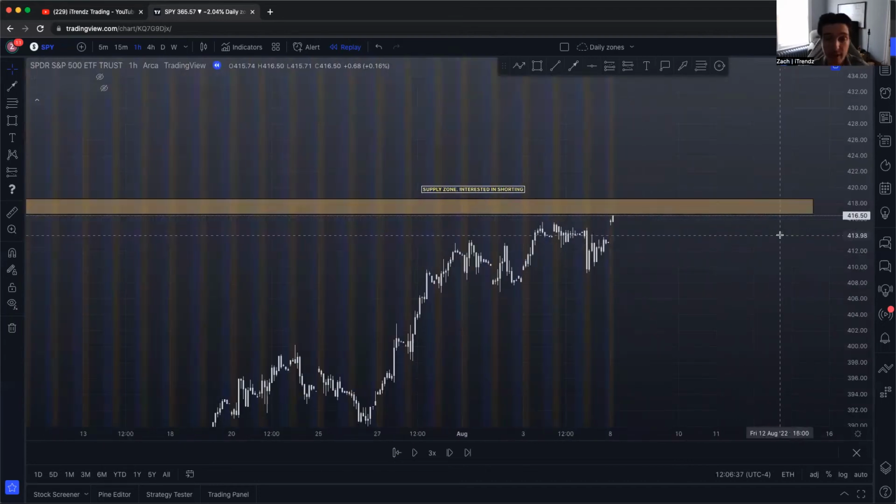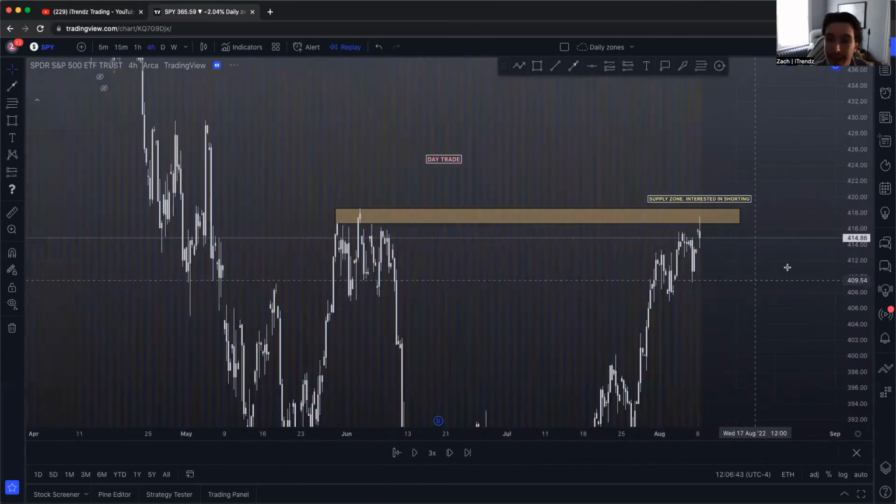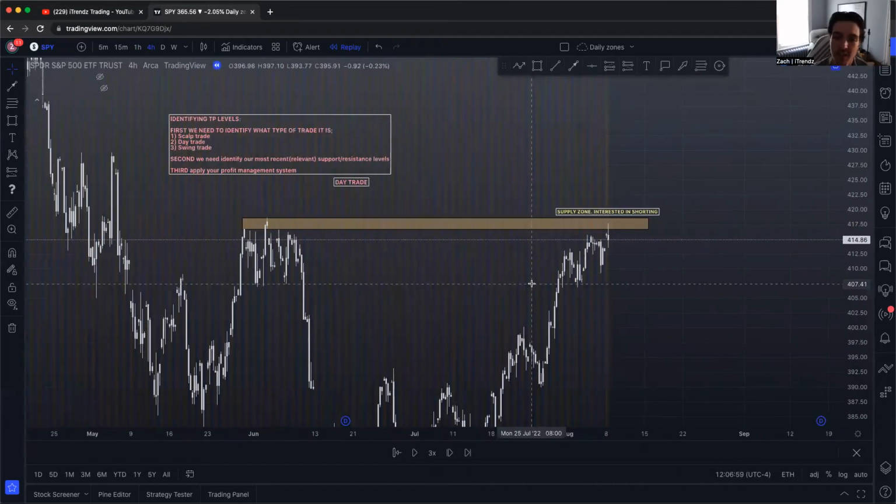If you can't identify any take profit levels on the hourly, maybe try zooming out just a little bit to see if you can see some take profit. And again, what are we looking for? We're looking for relevant and recent support and resistance levels. So let's just start marking up the chart here.